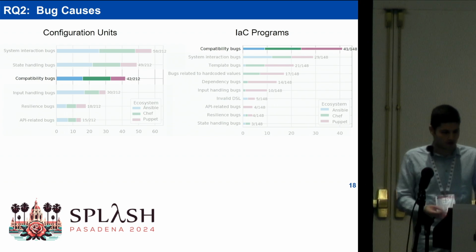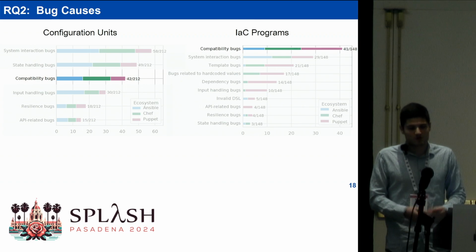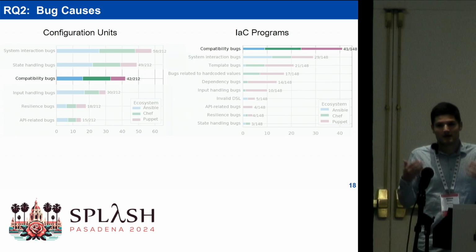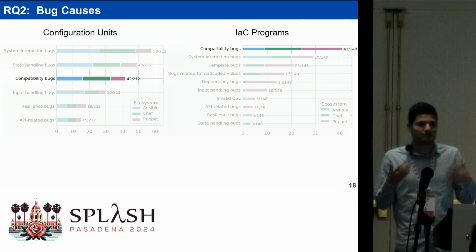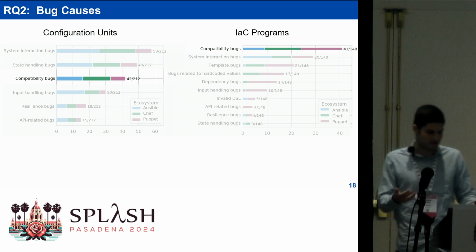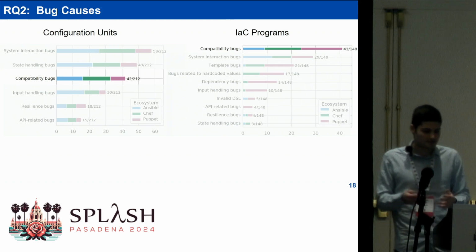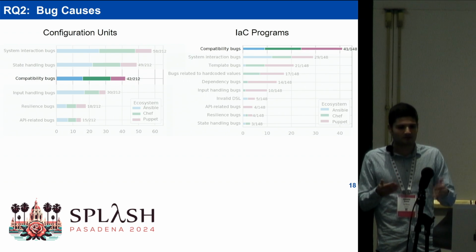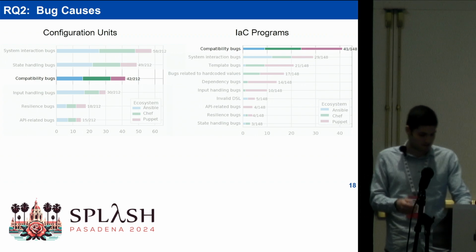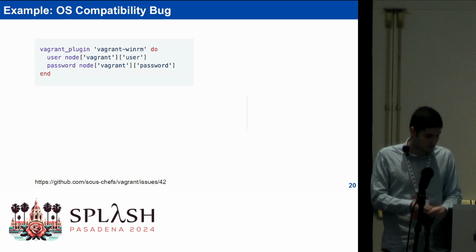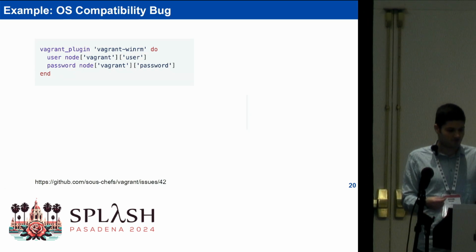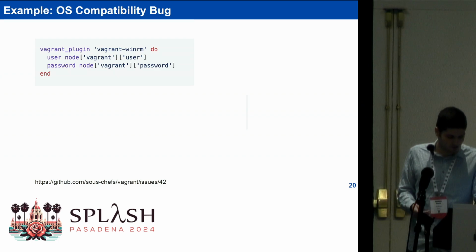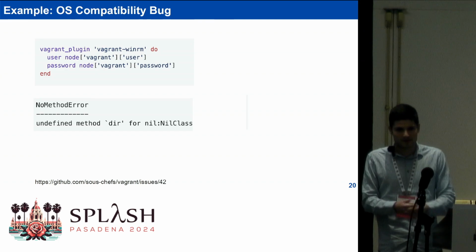The second most common root cause are compatibility bugs. So generally, both IAC programs and configuration units are OS independent, and they should be handled also and run properly across different variations and versions of their dependencies. However, we noted that in a lot of cases, either the configuration unit or the IAC program could not handle deviations of operating systems or dependencies. And to adduce an example, consider this Ceph script. Here we invoke the Vagrant plugin configuration unit on Windows in order to install a specific package. And when we run this script, we receive a Ruby-related crash.